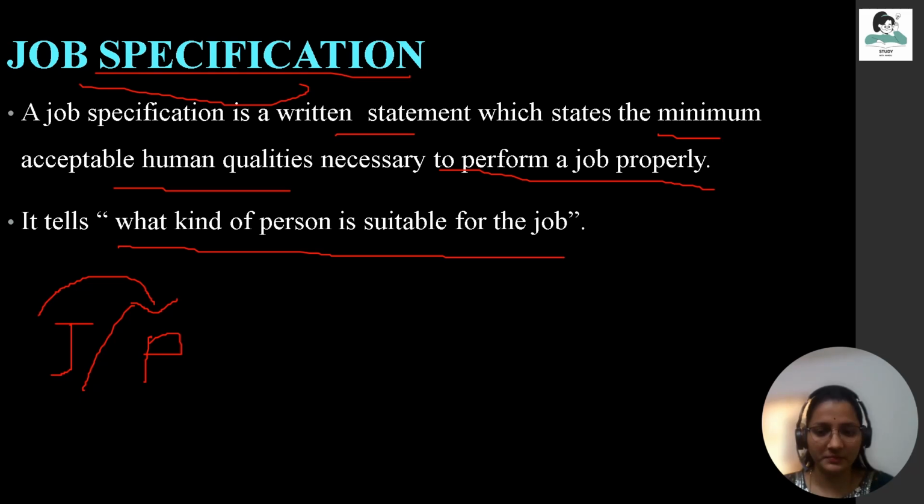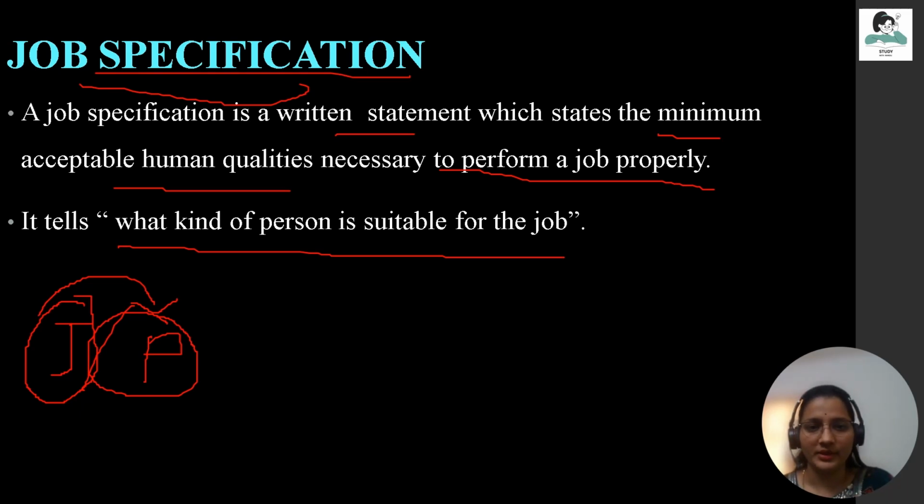Hope you are clear with job specification and the difference between job description and job specification. If you see the content of job description, it tells only about the job details like job title, job location, duties and responsibility, reporting relationship, everything. But coming to the job specification, it talks about the person. In the next slide, we will be seeing their skills, their experience, their education. Fine, that is job specification. It tells what kind of person is suitable for the job. Am I clear? I hope I am clear about job specification.